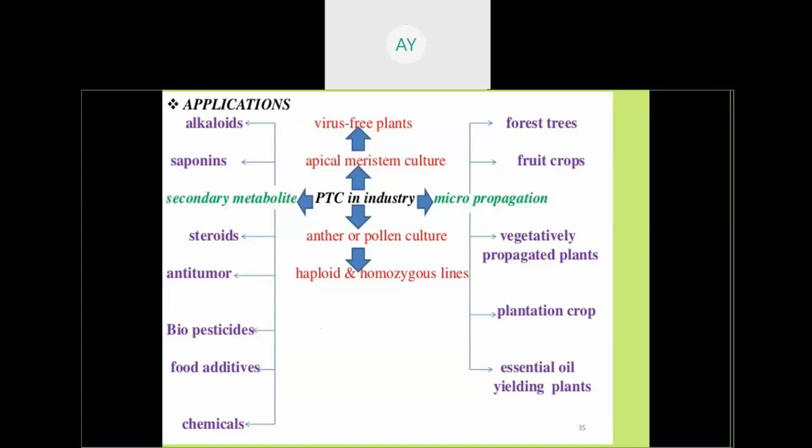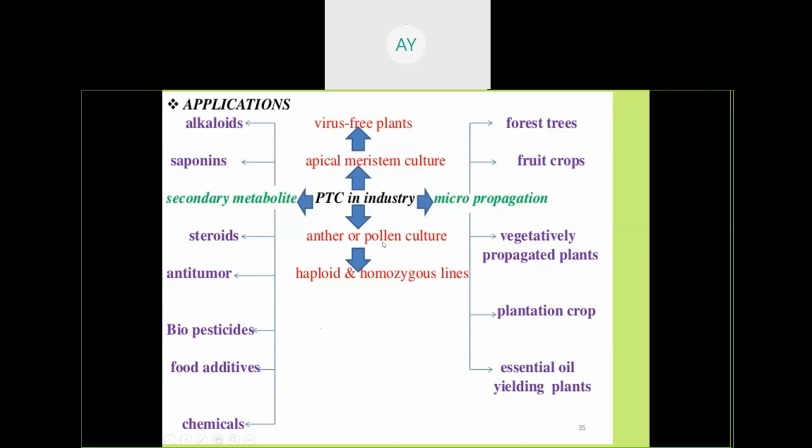So just for haploid plant production, and after colchicine treatment, colchicine is a chemical that will fuse two haploids and we get the homozygous line. Okay, so colchicine is a chemical that fuses the two haploid sets and makes n plus n. Okay, so generally we get a homozygous, similar type of plant population through anther culture, pollen culture.